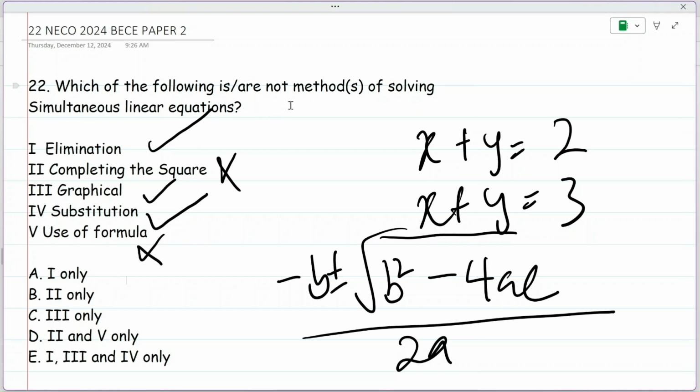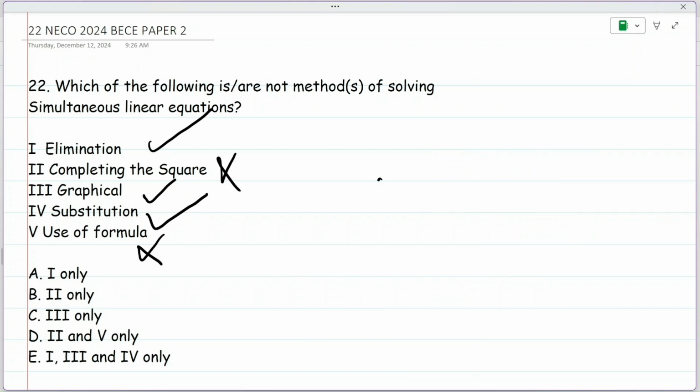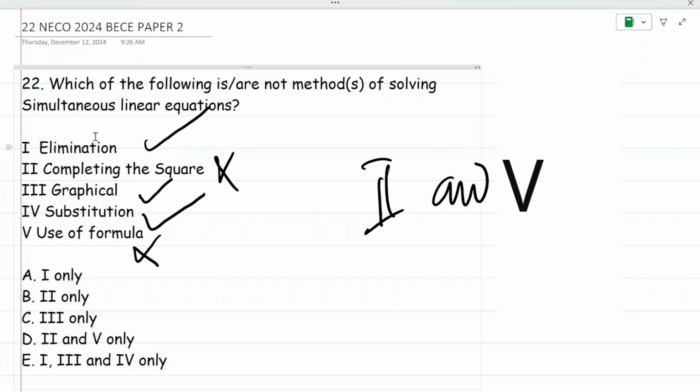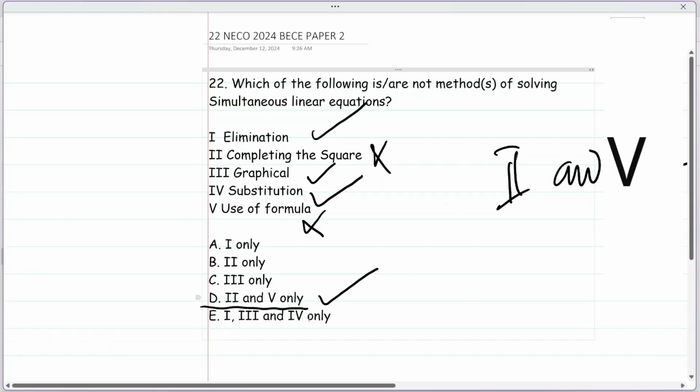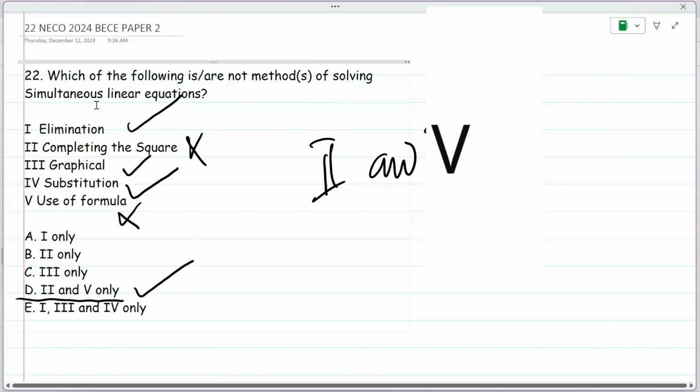Which of these are not methods of solving simultaneous linear equations? We have completing the square as not a method, and we have the use of formula as not a method. So we have method 2 and method 5 as methods of not solving simultaneous linear equations. So our answer is D. Note, it says are not methods of solving simultaneous linear equations. They are not methods.